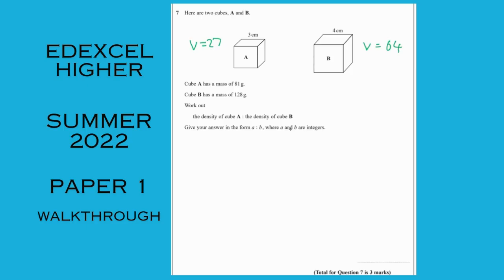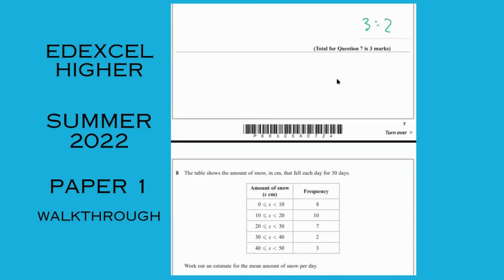So to work out the density, all right, let's not forget DMV. Density is mass divided by volume. So for A, it's 27. Whoops, it's 81 now. 81 divided by 27, it's 3. B, 128 over 64, it's 2. So it's 3 to 2. Next.